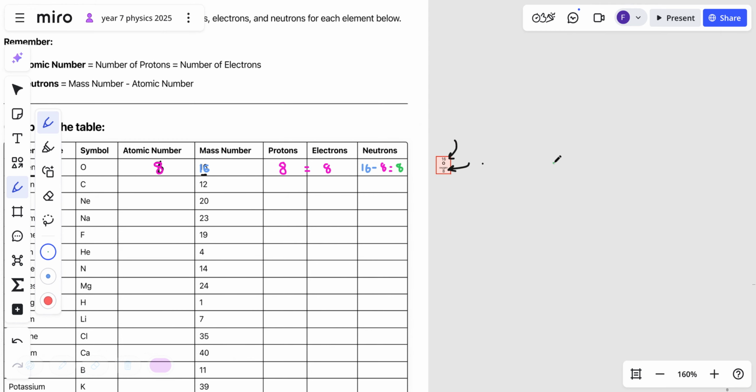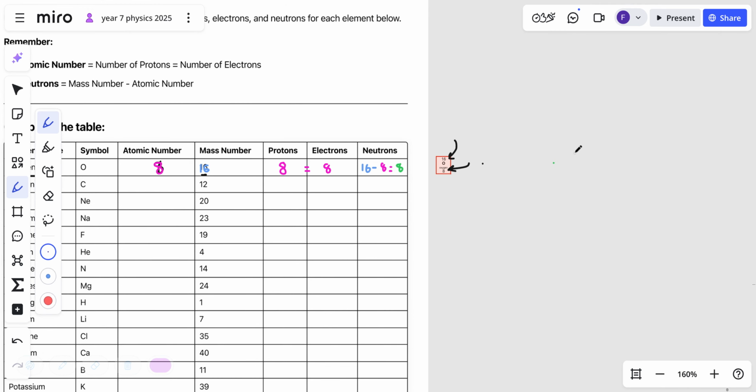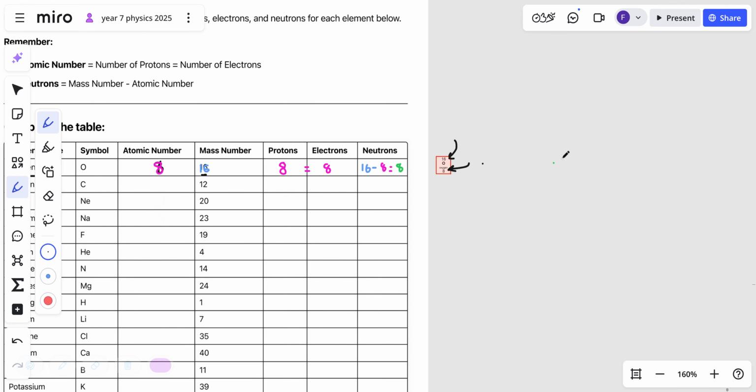The middle, let's change colour. The middle of my nucleus, I'm going to do this in black. The middle of my atom is a collection of particles. We'll look at which ones they are. This is in the middle. This is called the nucleus.